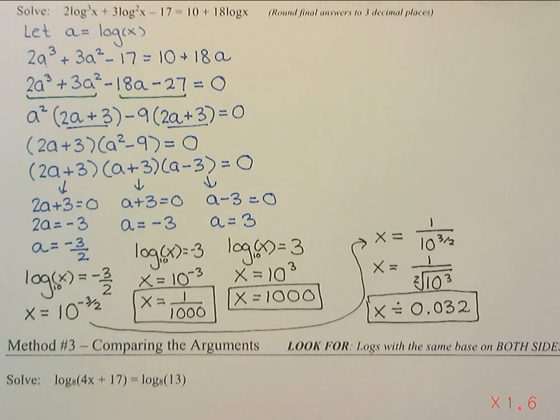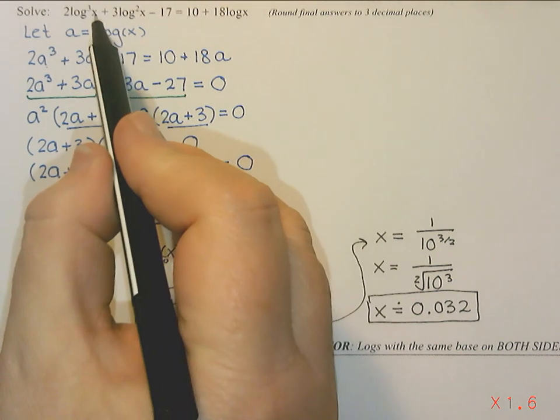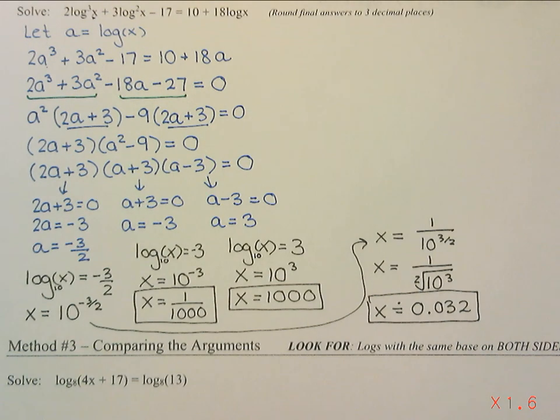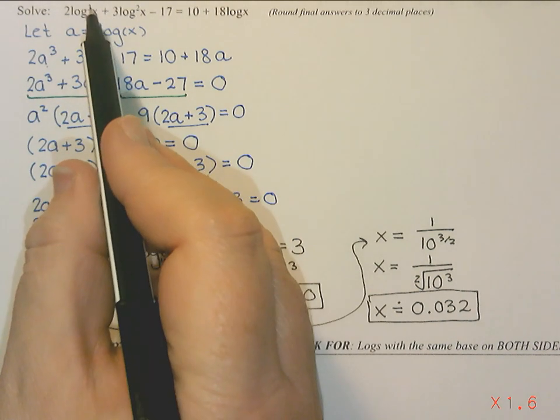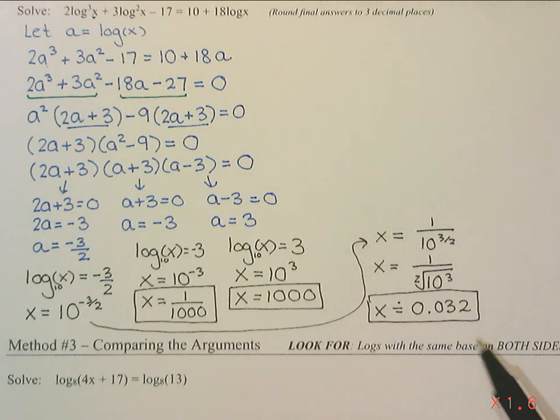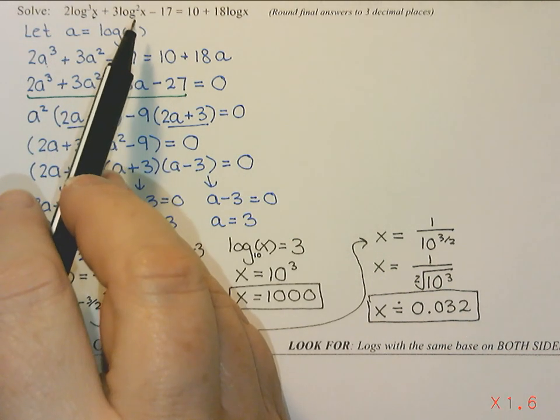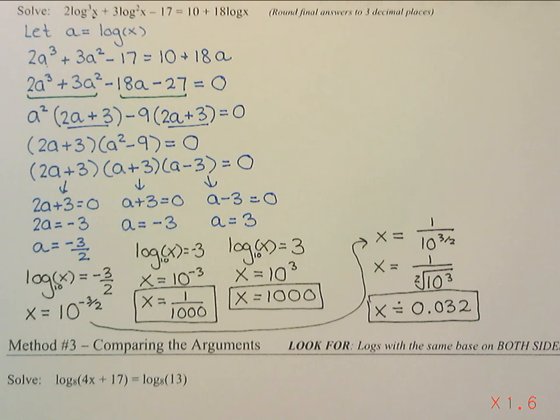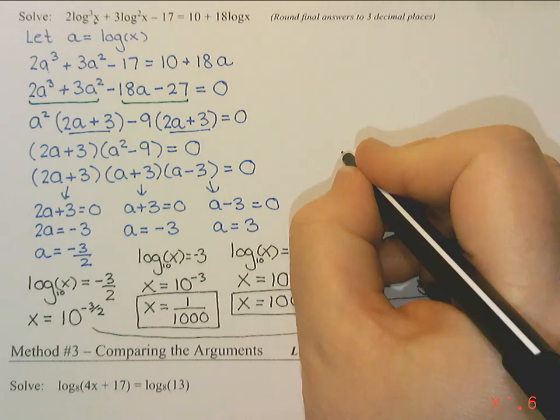Now, I did mention that you want to check and make sure that none of these make the original argument in the question a 0 or a negative. So if I look, my original argument was just x, right? So if x equals 1 over 1,000, is that 0? No. Is that a negative? No. So same thing, it's just an x. So what if x equals 1,000? Is that 0? No. Is that negative? No. And then if I put in 0.032, if x is 0.032, also not a 0 and not a negative. So all 3 answers are fine.